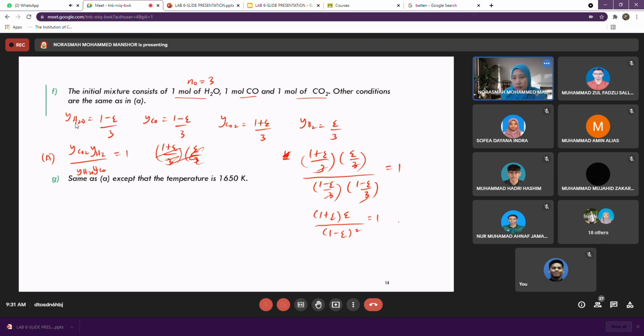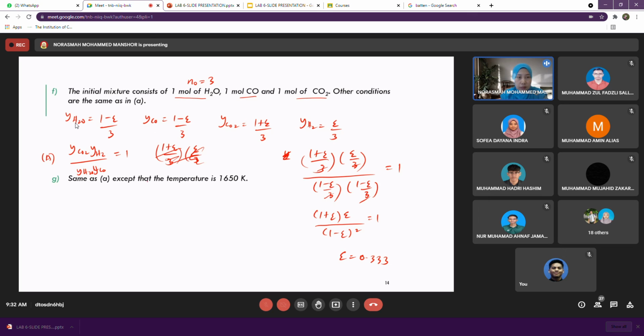Okay, so you solve for the epsilon. Guna calculator dapat berapa ni? 0.333. Okay, 0.333. Okay ke? Faham semua? Faham, madam. Okay, good.